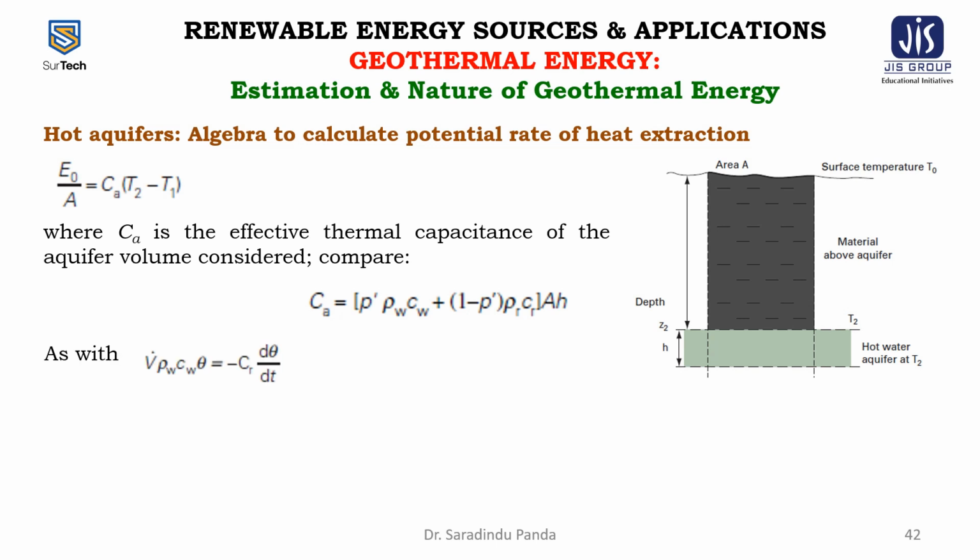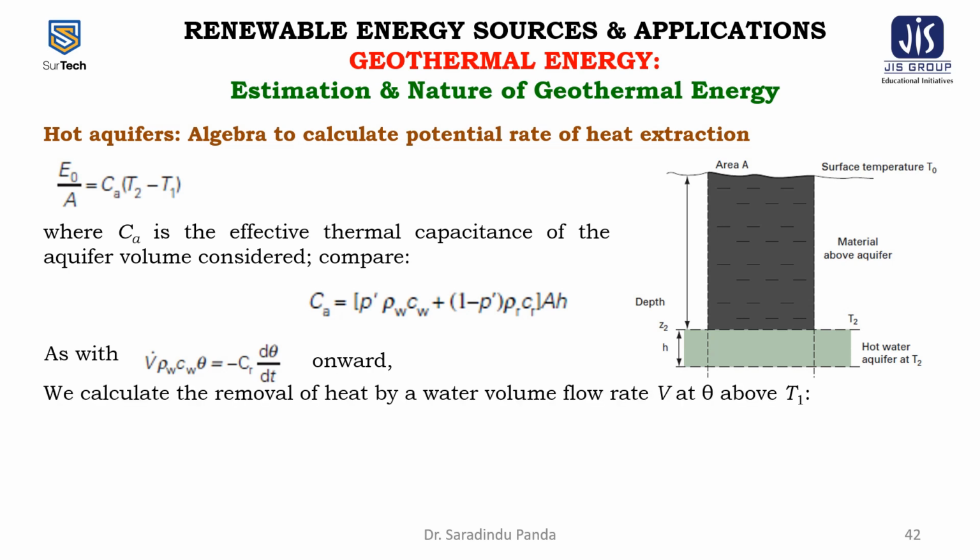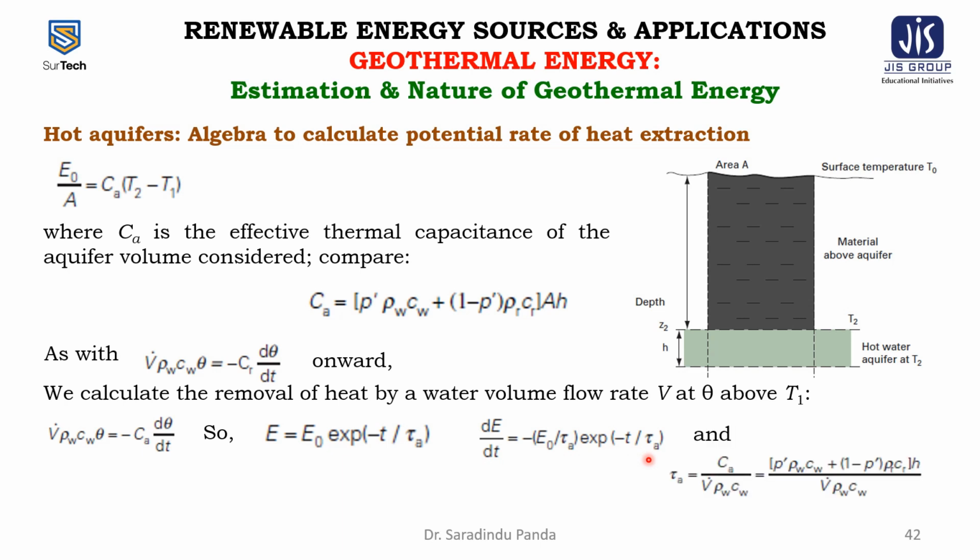As with V dot rho W Cw theta is equal to minus Cr d theta by dt, we calculate the removal of the heat by a water volume flow rate V dot at theta above T1. So V dot rho W Cw theta is equal to minus Ca d theta by dt. So E is equal to E0 exponential of minus t by tau A, and dE by dt is equal to minus E0 by tau A into exponential of minus t by tau A. And tau A is equal to Ca by V dot rho W Cw. And finally we will get this expression.